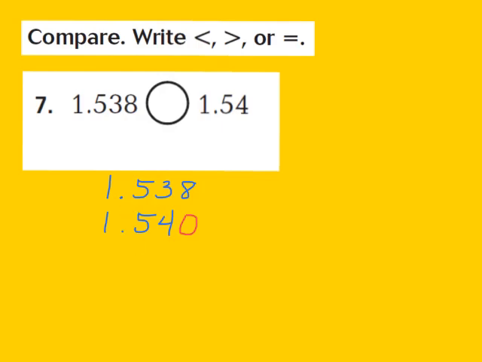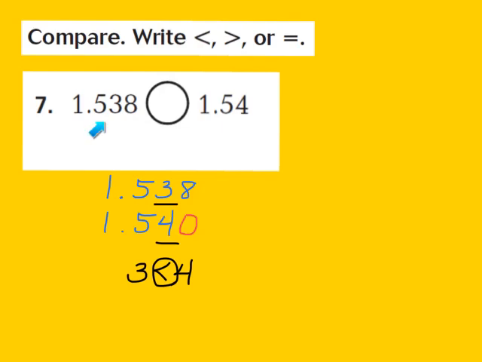So I'm now going to move next to my hundredths place. Well, what I notice is this. In the hundredths place, I have different digits. I have a 3 here, and I have a 4 here. So what I know is this. I know that 3 is less than 4. And if I know that 3 is less than 4, what I also know is this.